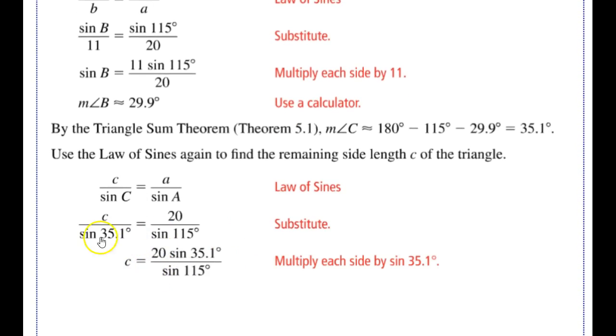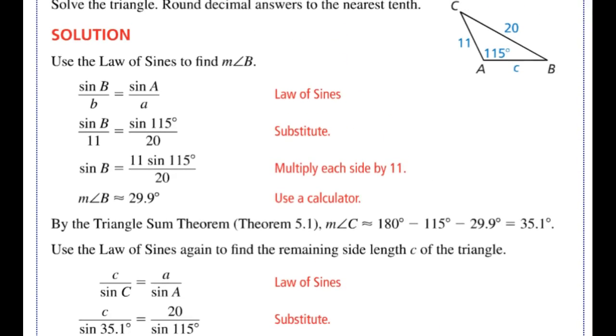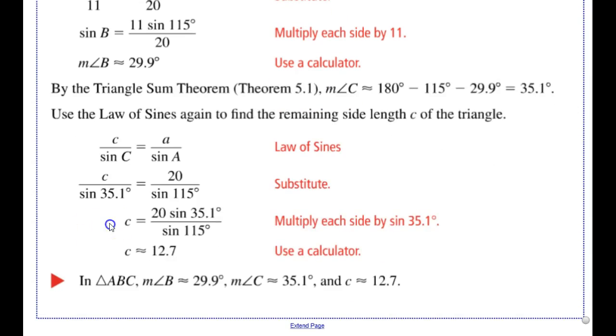I multiply both sides by this sine of 35.1. So here now I'm just finding the side length, so I can just plug all this into my calculator. And I find that the length of C is approximately 12.7. So let's just look and see if that makes sense. I see I have one side length of 20 and one side length of 11, so 12 something actually makes sense for this triangle. So I know I was correct.